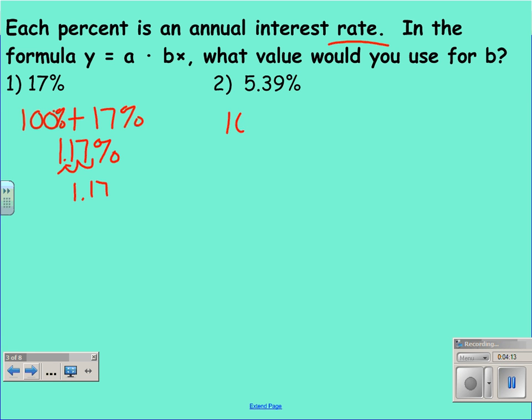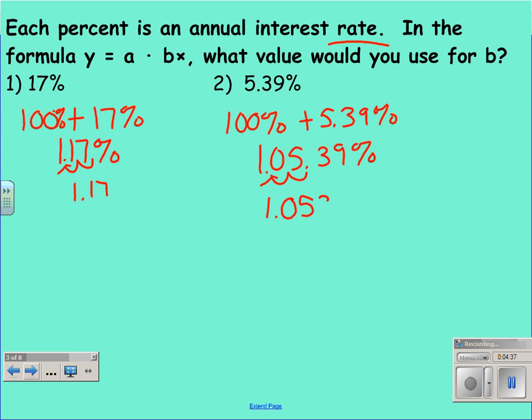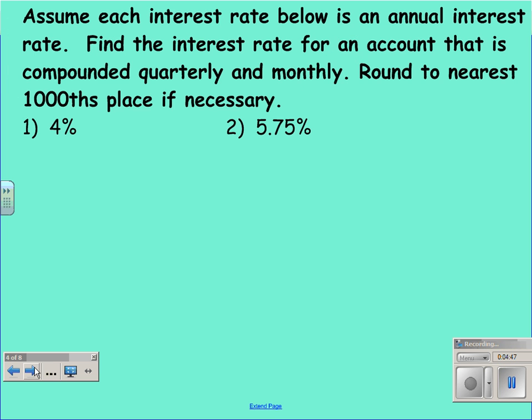We're going to do the same thing here with 5.39%. Once again, it's going to be 100% of whatever I borrowed or what I'm investing, plus 5.39% gives me 105.39, but I can't plug a percent into an equation. I have to change it into a decimal first. So to do that, we're going to divide by 100 or move the decimal back 2 places. So the number that I would input is as follows. If you get stuck when you're trying to plug in numbers to the formula, go back to this slide and this will help you.